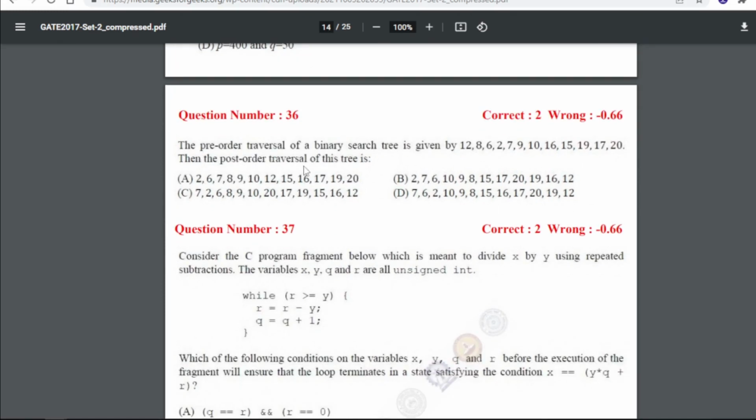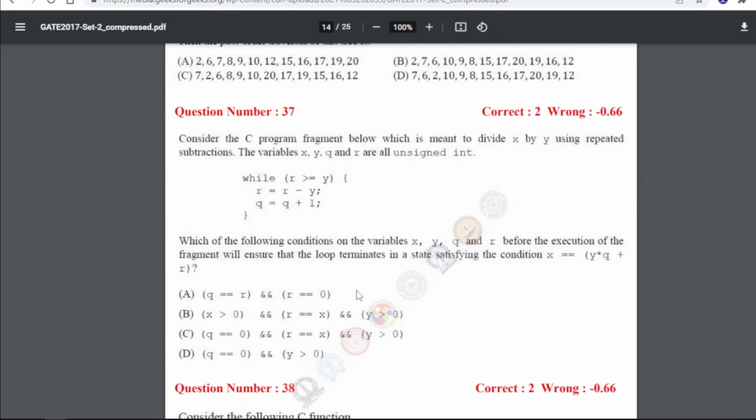36: the pre-order traversal of a binary search tree is this one. Then the post-order traversal of the tree is what? So here we are given the pre-order and we have to find the post-order traversal. Now for 36 we will have the answer as B, because if this is the pre-order traversal, that means the first-time visit. So if we frame a binary tree for this, we have to find the post-order traversal, that means the third-time visit, right? So for this, our answer will be B.